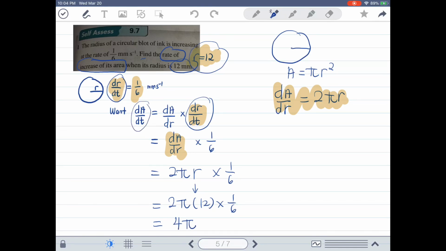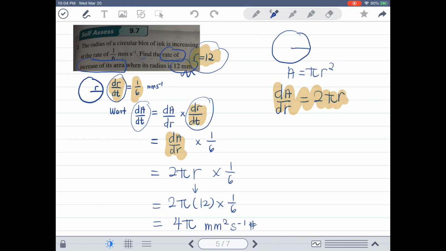And it's area, rate of change of area, so it should be in millimeter squared per second. Or you can write as s to the power of -1, which means that this should be your final answer.